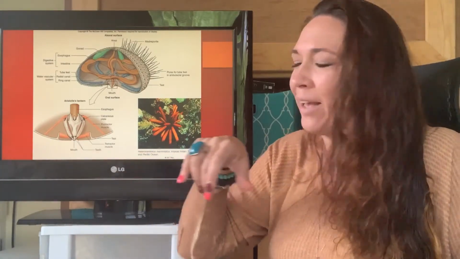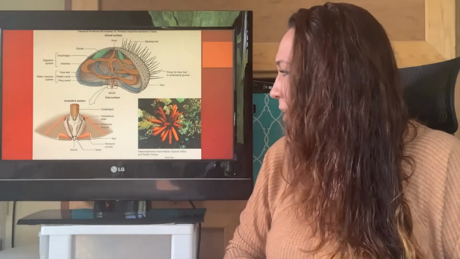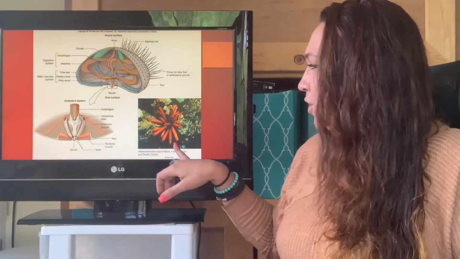These 5 little calcareous plates. And again, they're used to kind of just grab and just bite and just tear off these little tiny pieces of algae. Again, these are different types of spines right here.